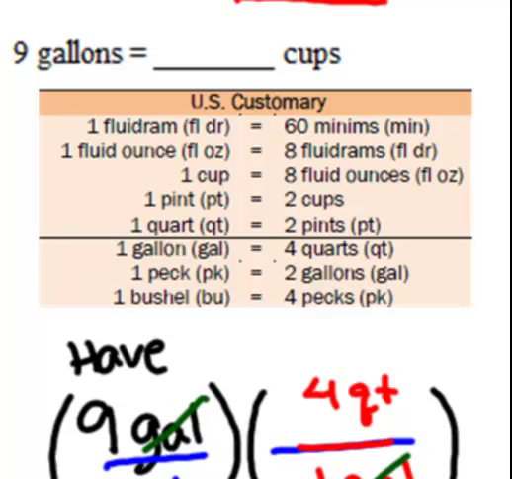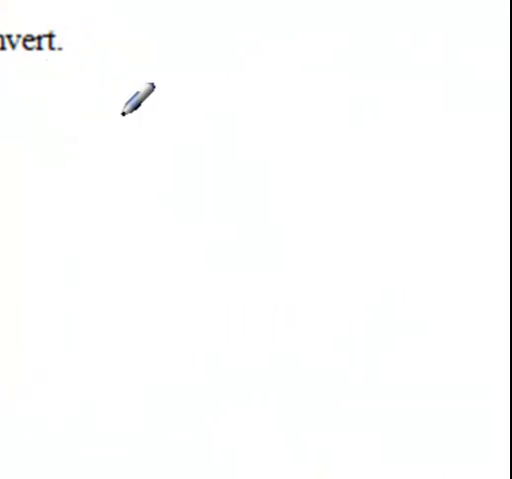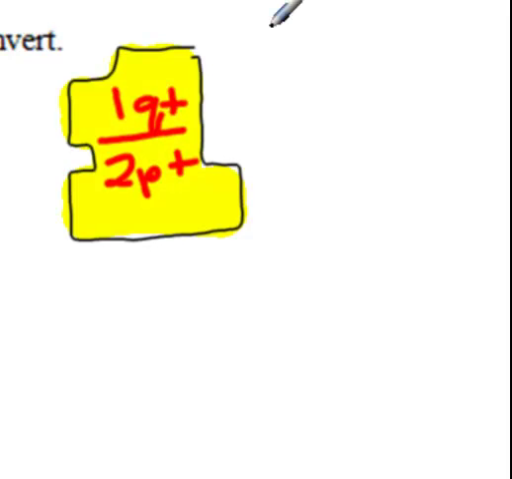So we need to go back to our conversion chart and see if we can go from quarts to cups. Well, we can't go from quarts to cups, but we can go from quarts to pints. And so that's the next fact we're going to use. Again, there are 2 unit fractions you can make using this fact. You can make a fraction of 1 quart over 2 pints, and that is equal to 1. And you can create 2 pints over 1 quart, and that is also equal to 1.